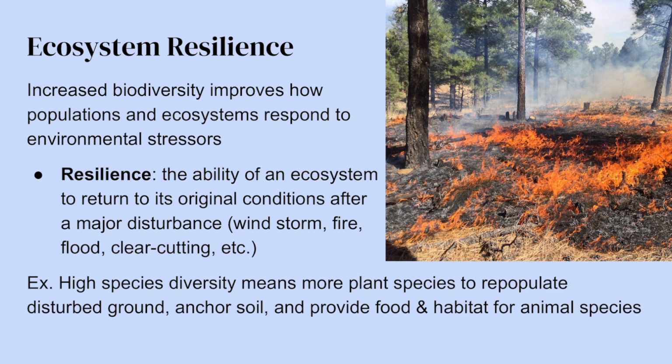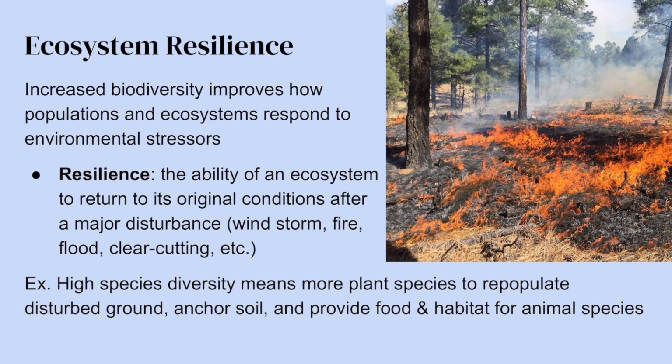When you have an area that has high species diversity, that means there are more plant species to repopulate disturbed ground. They're able to anchor soil and provide food and habitat for animal species. Once a disturbance has occurred, they can help to hold that soil in place if some of those plants have rapid root growth, and they can provide food and habitat for animal species, so then animals can come back to an area that has experienced a major disturbance.